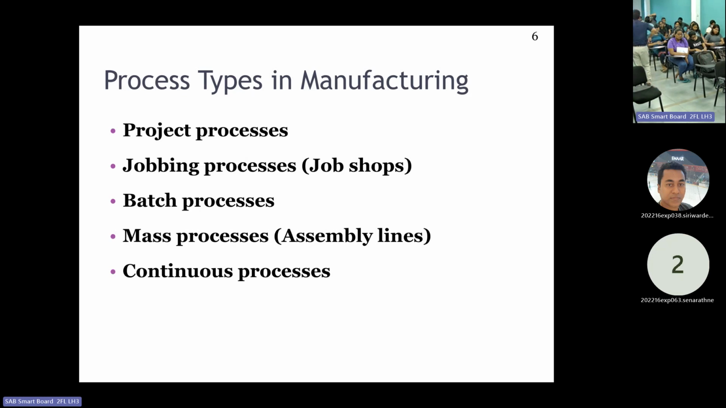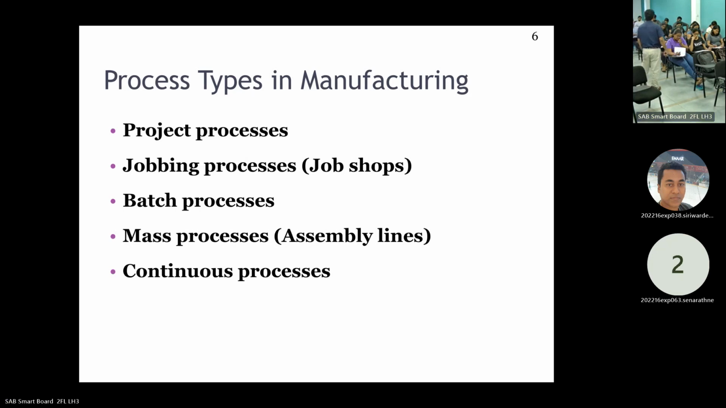Right. Coming to project process. The main characteristic you could identify there: to manufacture a fully customized product, almost 100% fully customized products, project processes should be used. That is one main characteristic.